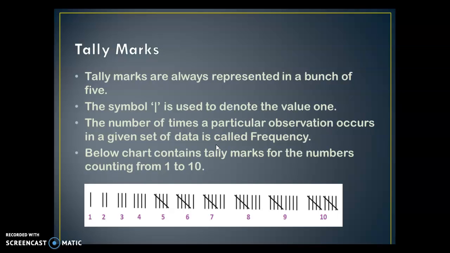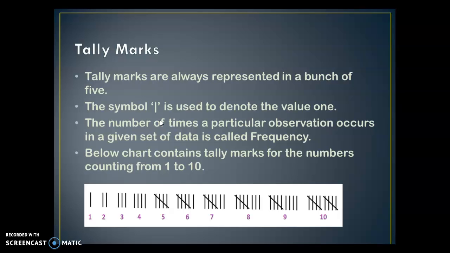Tally marks. Tally marks are always represented in a bunch of 5. The symbol I is used to denote the value 1. The number of times a particular observation occurs in a given set of data is called frequency. So in the below chart, we can see the tally marks for the numbers from 1 to 10.